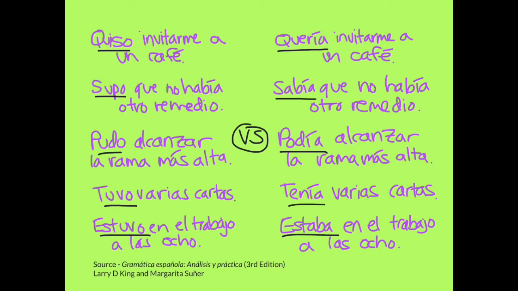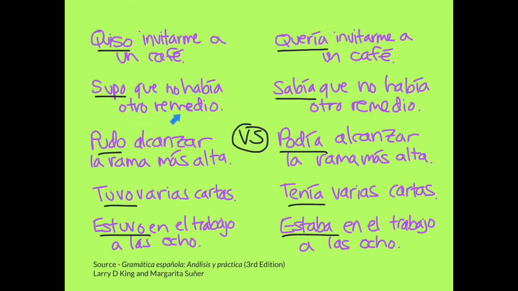So here I've got some side-by-side examples to show you what I mean. The sentences are the exact same except for the conjugations. On the left-hand side, I've got all preterite conjugations. On the right-hand side, I've got imperfect. If you haven't learned the imperfect tense so far, no big deal. Just take a look at the preterite ones on the left. So if I say, quiso invitarme a un café, that's like saying he or she tried to invite me to a cafe. Versus in the imperfect, he or she wanted to invite me to a cafe.